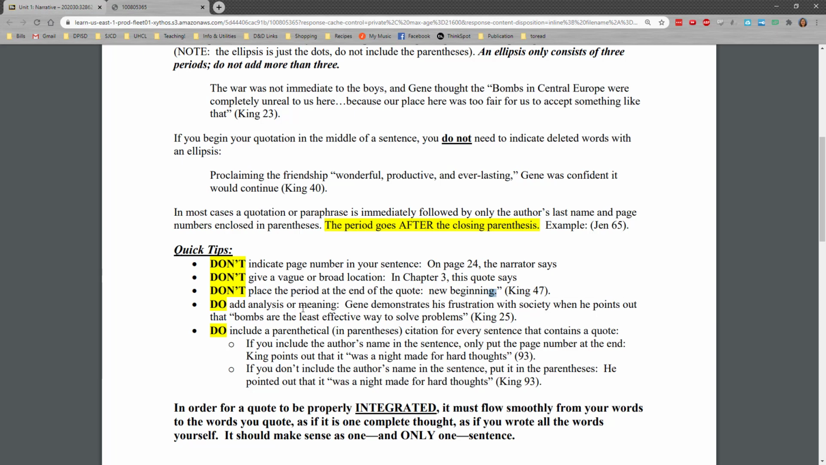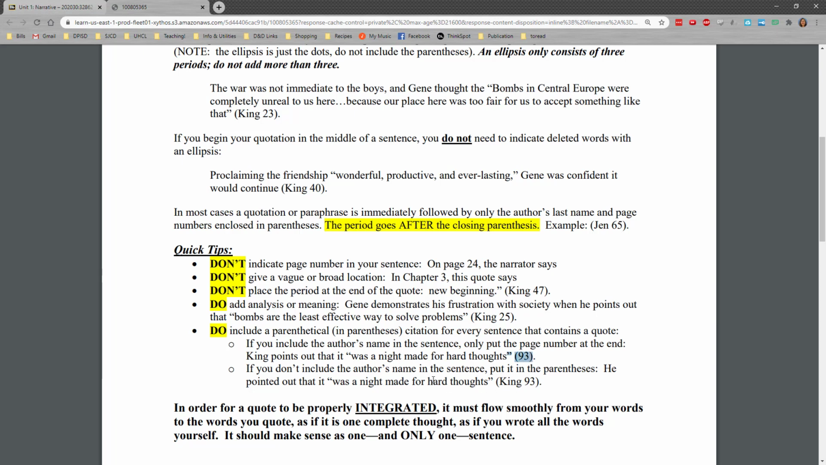Do add some analysis or meaning. Gene demonstrates his frustration with society when he points out that bombs are the least effective way to solve problems. Do include a parenthetical, which means in parentheses, citation for every sentence that contains a quote. If you include the author's name in the sentence, only put the page number at the end. King points out that it was "a night made for hard thoughts" (93). You said King in the sentence, so you don't need his name in the citation at the end.